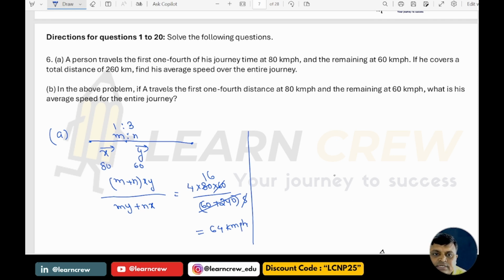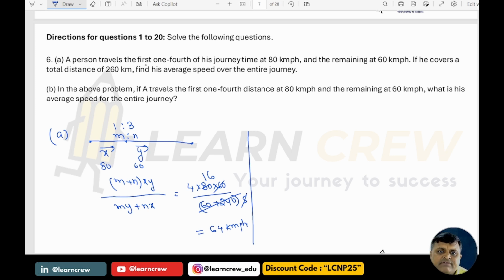Now next, in the above problem, A travels the first 1/4 at 80 km per hour and the remaining at 60 km per hour. What is his average speed over the entire journey?